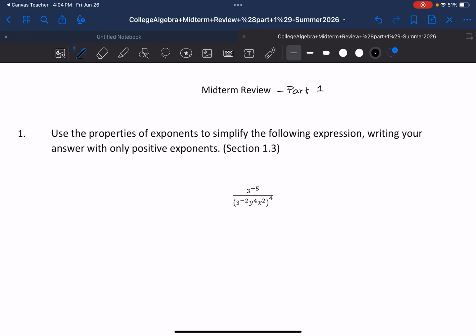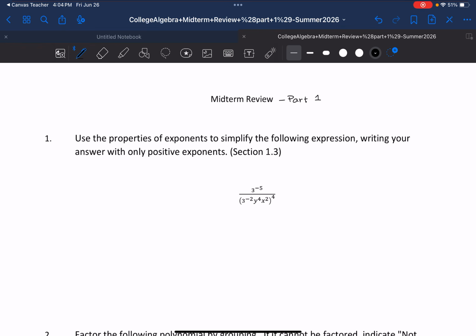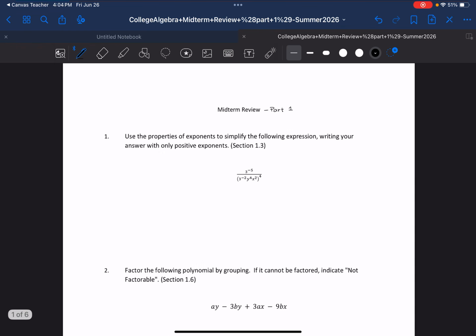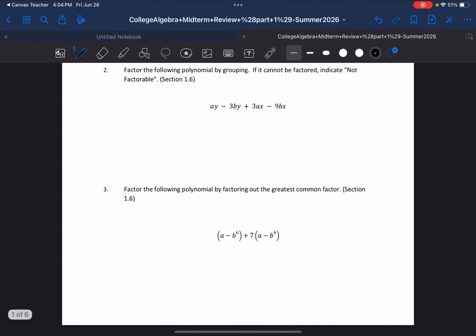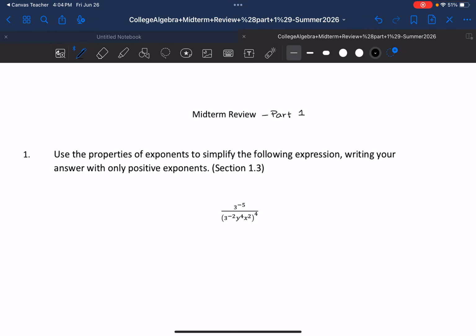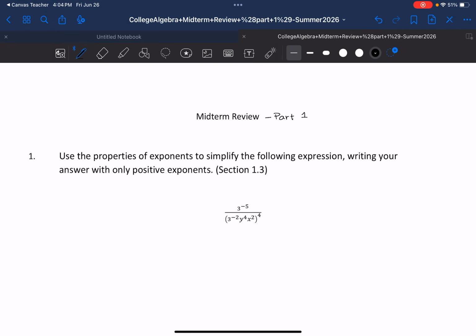This is going to be the first video for the midterm review that I will post. So I will post a total of 2. So this will be part 1. I've already uploaded the blank files just like this for the midterm review part 1 onto Canvas. You can find that under Files, on the left hand side in Canvas in our course.